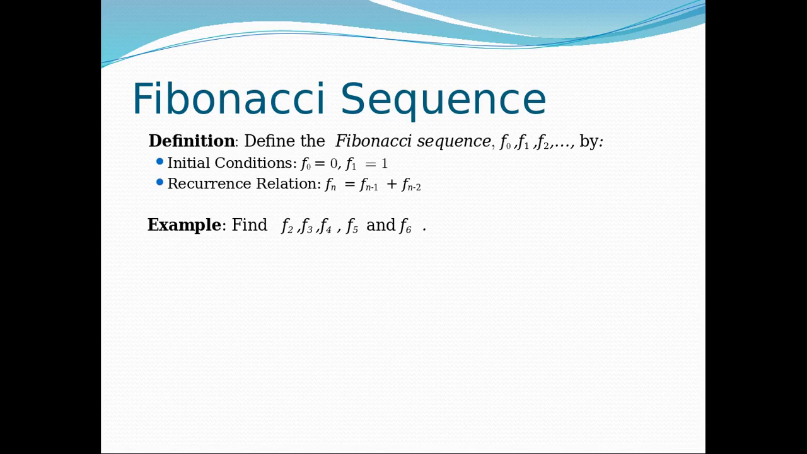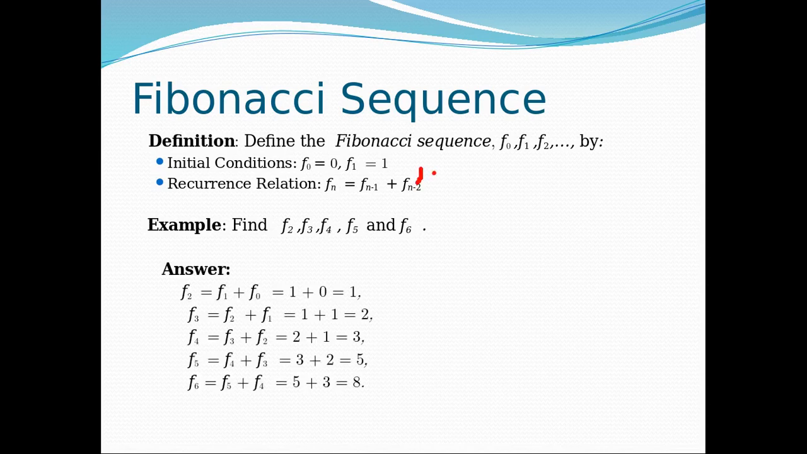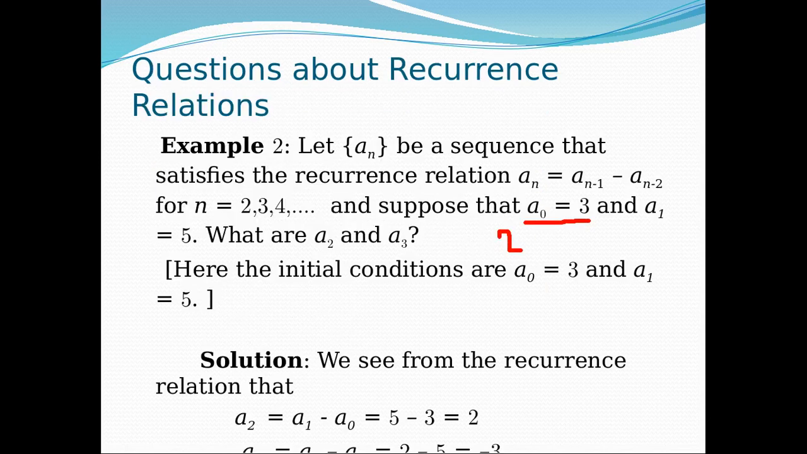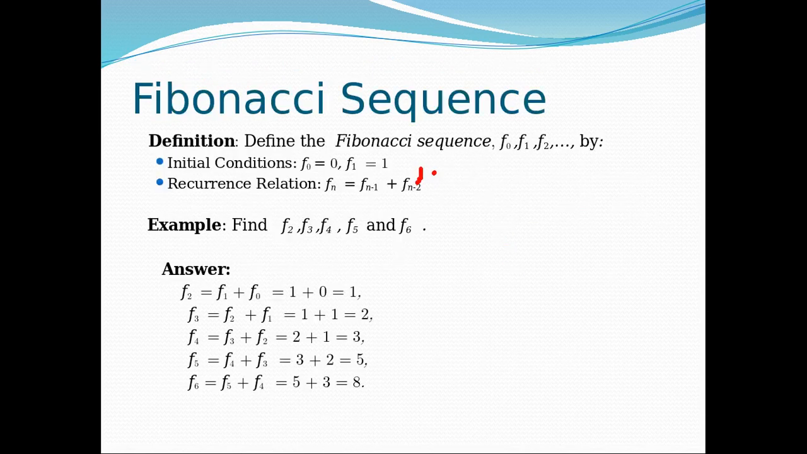It's very easy. You keep on adding them. 0 plus 1 is 1. The next value would be 1. 1 plus 1 is 2. The next value would be 3. So see here: 1, 2, 3, 5, 8.